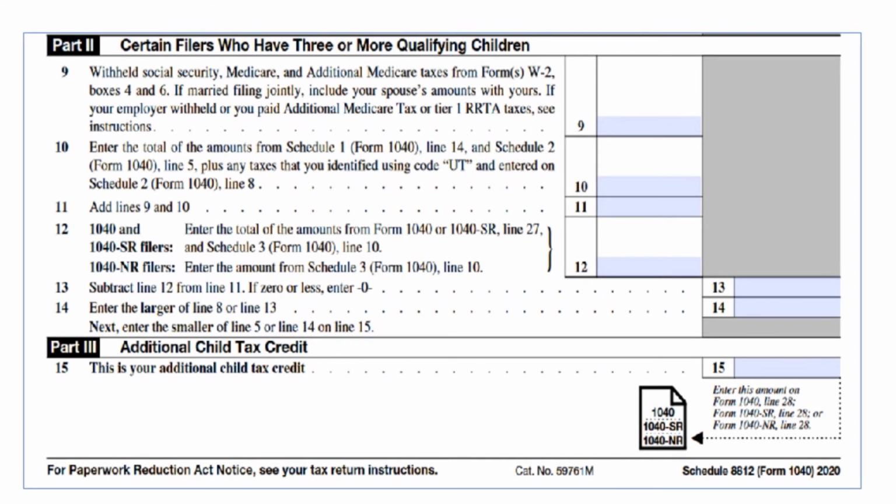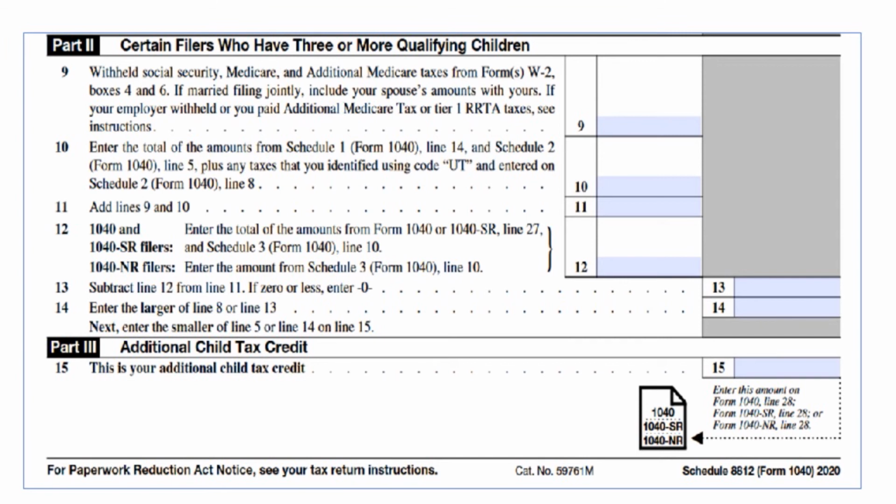Speaking about part 2 here, and I'm showing you on the screen, let's talk about part 2. You'll need to complete this section if you have determined that it is necessary by following the instructions for line 8 above. The draft form notes that this section is for certain filers who have 3 or more qualifying children. On line 9, you want to enter your and your spouse's, if married filing jointly, withheld Social Security, Medicare, and additional Medicare taxes from forms W-2, boxes 4 and 6. The line 9 worksheet from the instructions for Schedule 8812 can help with your calculations.